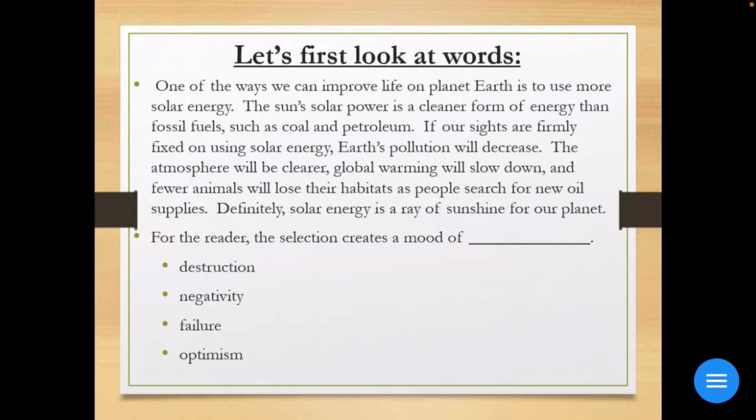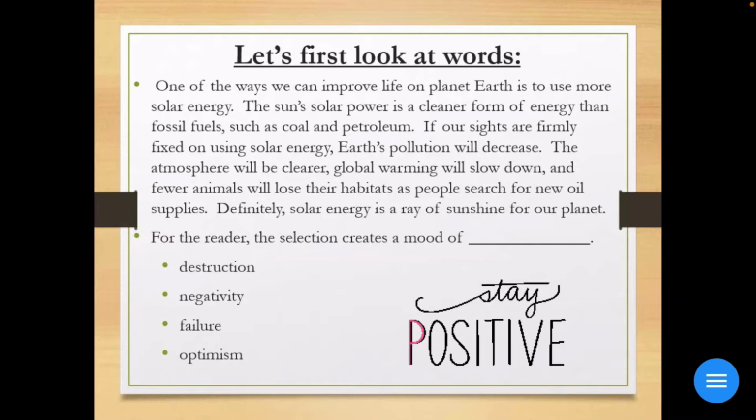Is it negativity? Well, let's look at the last sentence of this passage. Definitely, solar energy is a ray of sunshine for our planet. I don't think that is negative at all. I love the sunshine reference to solar energy. I think this is a pretty positive, upbeat kind of passage here. Failure, well, it's talking about what we can do to help maybe prevent Earth's failure, so I don't think it's failure. And then there's the last word, optimism. So if you don't know what optimism means, it means having a positive outlook on things.